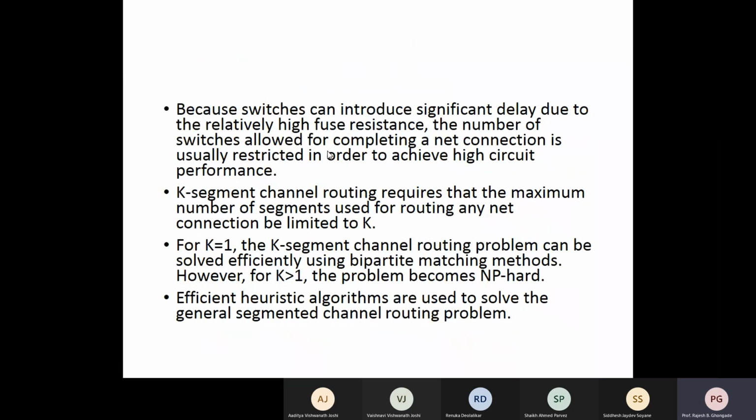K segment channel routing requires that the maximum number of segments used for routing any net connection be limited to K. For K equal to 1, the K segment channel routing problem can be solved very efficiently using what are called bipartite matching methods. If K is greater than 1, the problem becomes an NP-hard problem. NP means non-polynomial time. If you look at the definition of NP, it simply means that you can have a problem, but it cannot be solved within restricted or finite time.